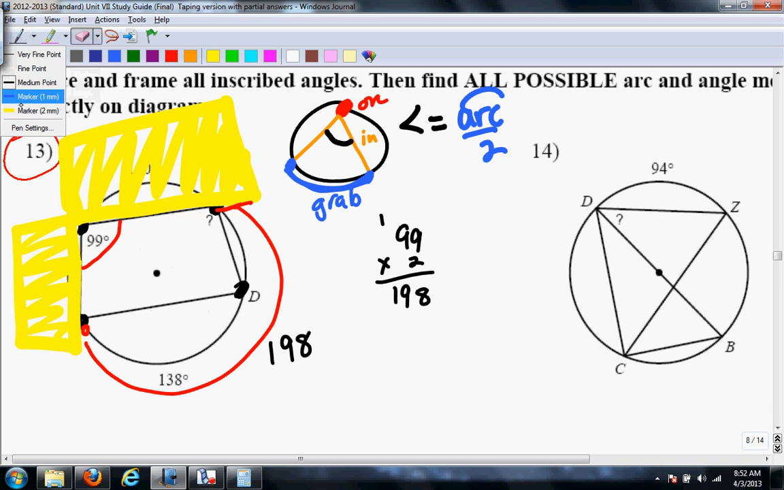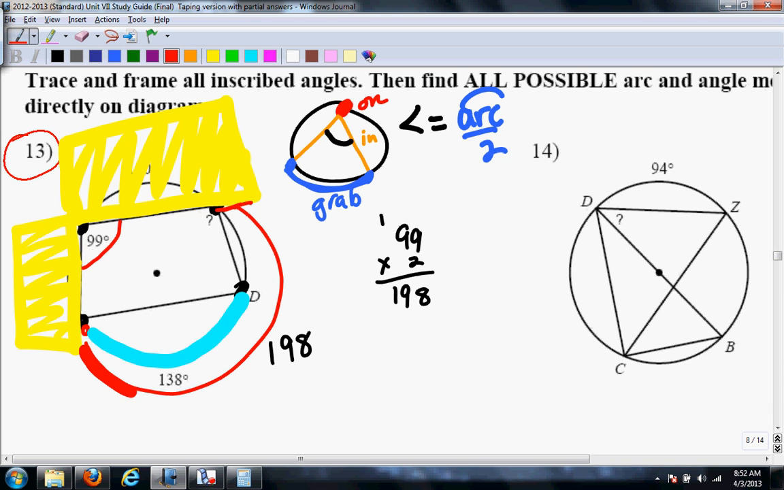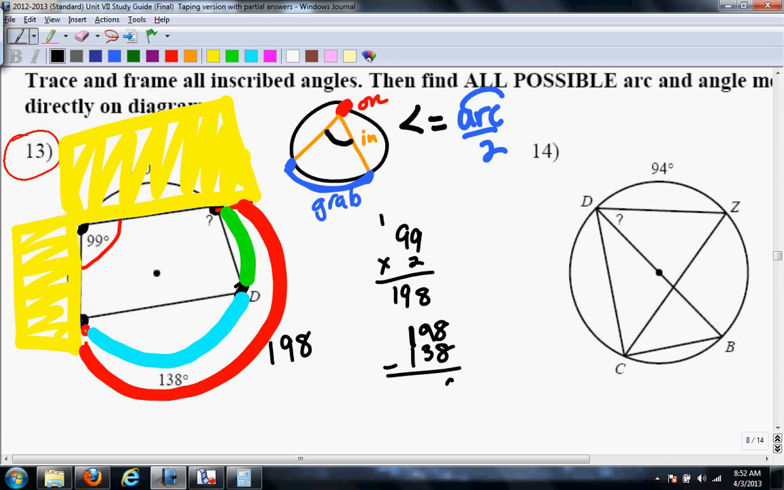Now, let's ask ourselves what else we can find. If this here is 138, and this on the outside is 198, let's find this green arc right here. We're going to do 198 minus 138, and we get 60. So this green arc is 60. Now, remove your Post-its.